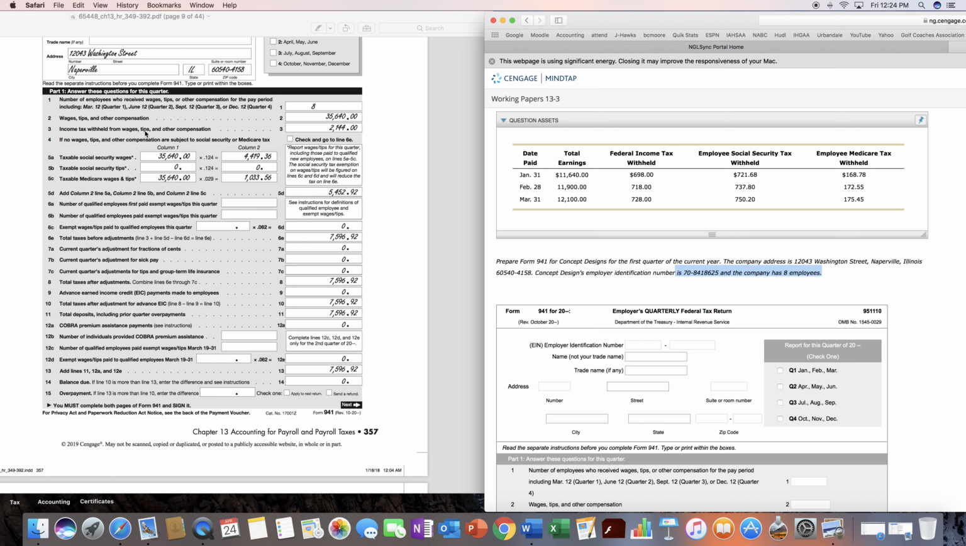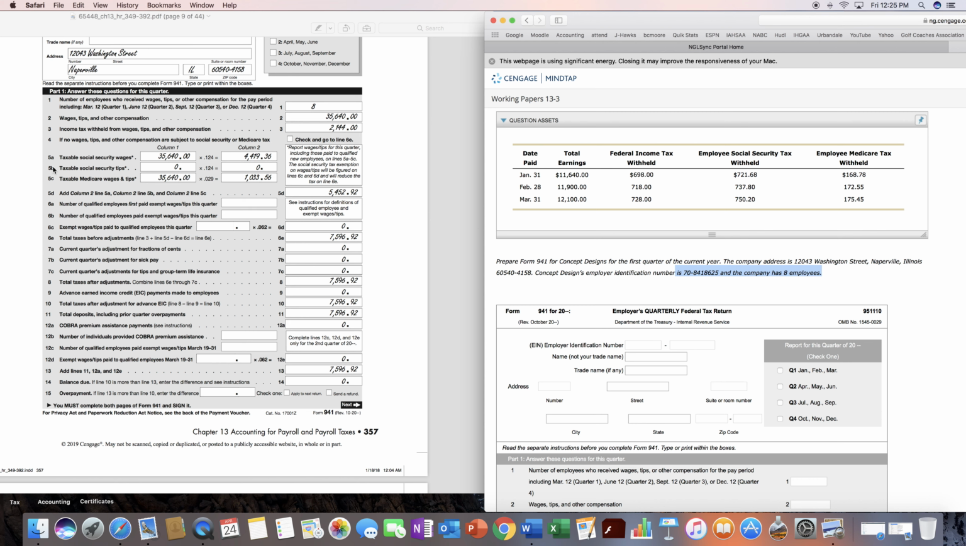Total income tax withheld from wages, tips, and other compensation, excuse me. Again, they talk about wages and tips, and a lot of times we don't have those, but basically what they're talking about are the numbers. Line 3, the federal income tax withheld numbers for all 3 months. You add these up, you get 2,144. So that's the first 3 lines.